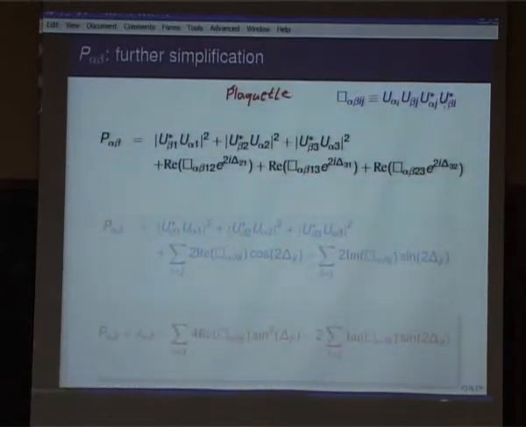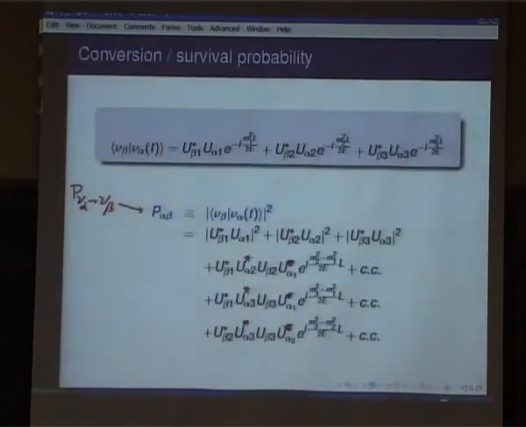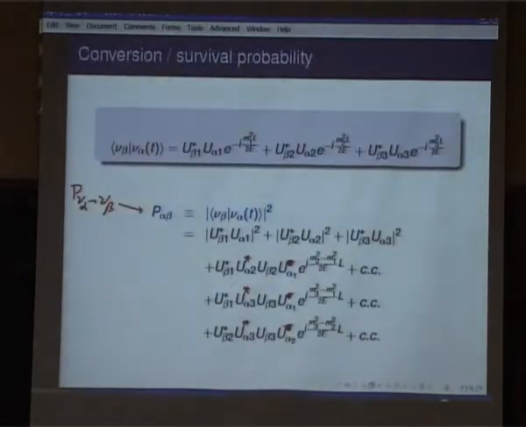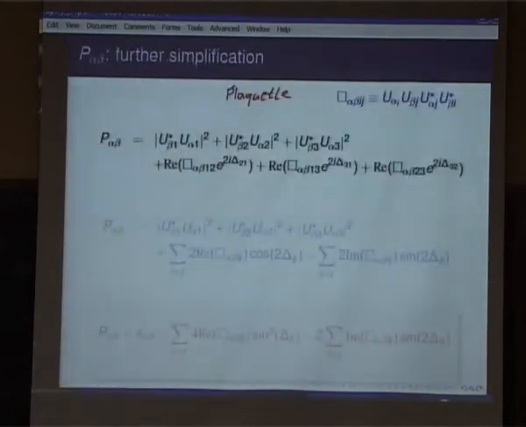Now, if I write it with this packet, the first three terms look like the mod squares, which are exactly the ones that I copied from here. Now, look at the second line. This part is just the packet times e to the power of some value of 2 delta, so this is delta m squared by 4E times L. Plus, there is a complex conjugate, which means 2 times the real part. So if we do that, this is what we get.